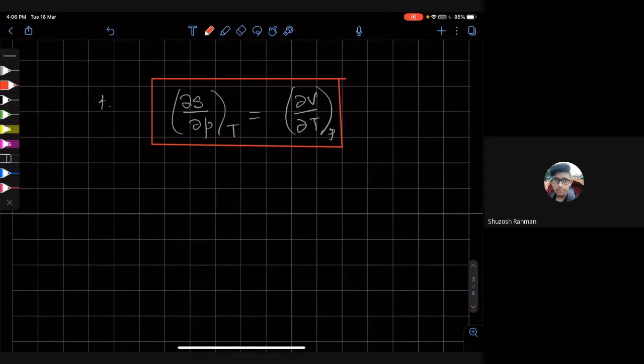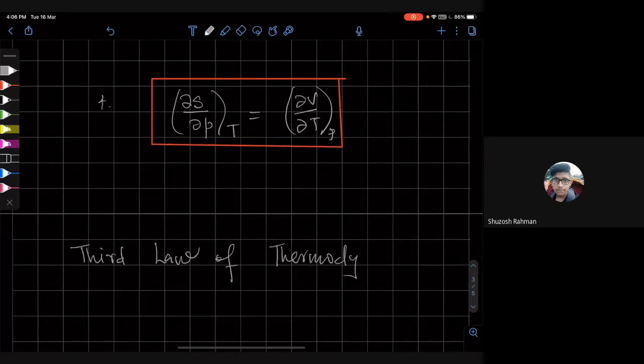So the next topic is the third law of thermodynamics. Okay. So before I give you the third law, well, actually, give you the third law and then we'll discuss its comparison with the other laws.